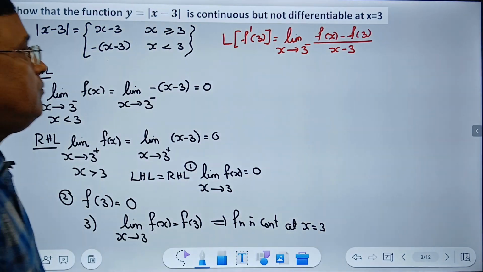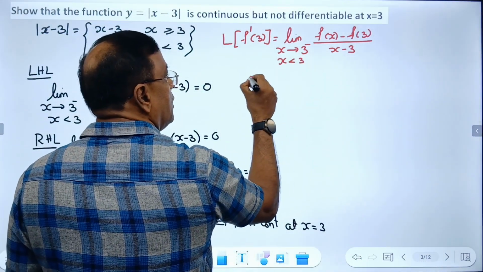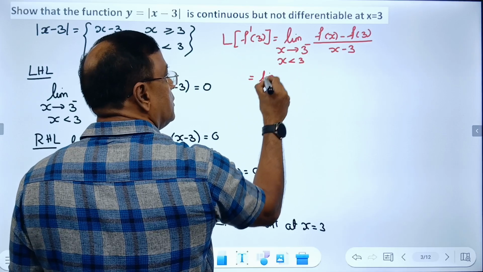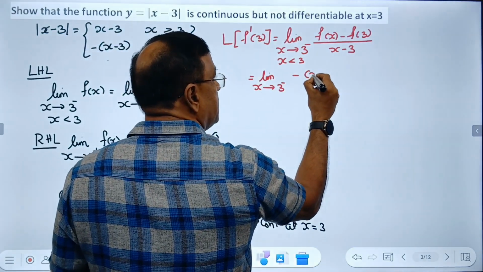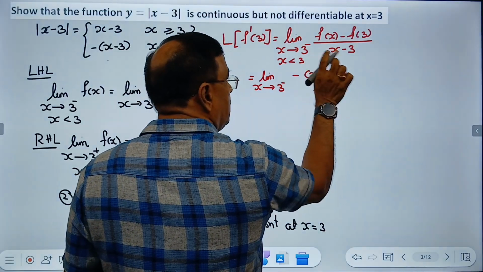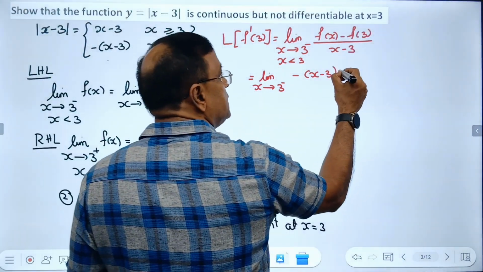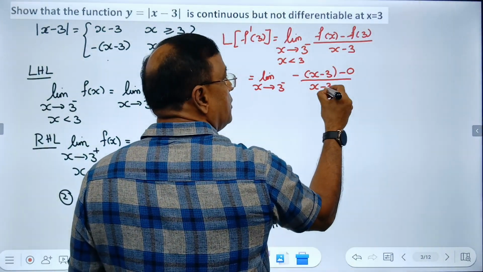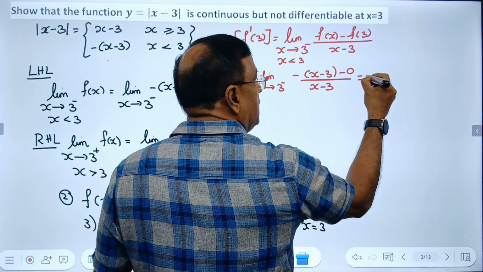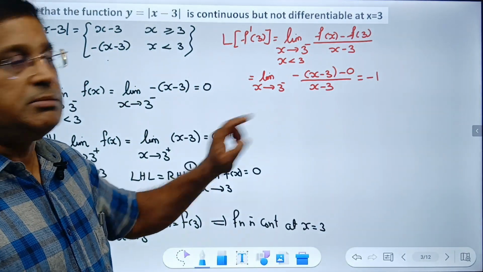Correct? Now, since 3 minus x is less than 3, what is my function? My function will be minus of x minus 3. My f of x will be minus of x minus 3. But f of 3 is 0 divided by x minus 3. So they get cancelled. So my left hand derivative is minus 1.